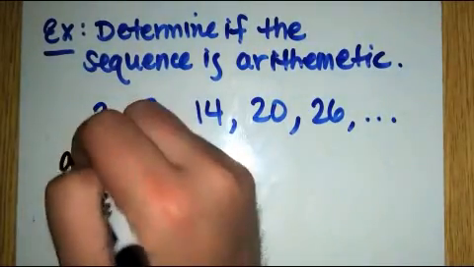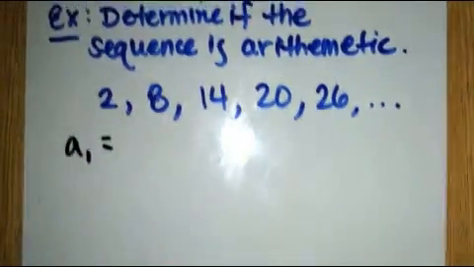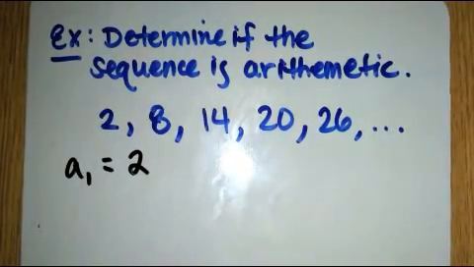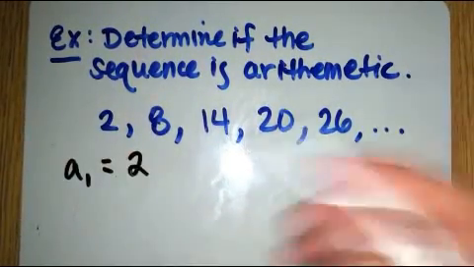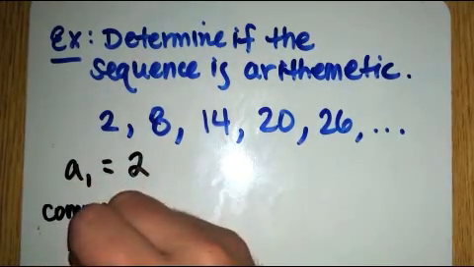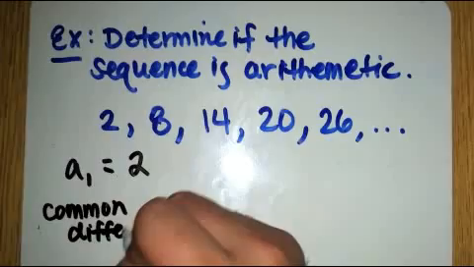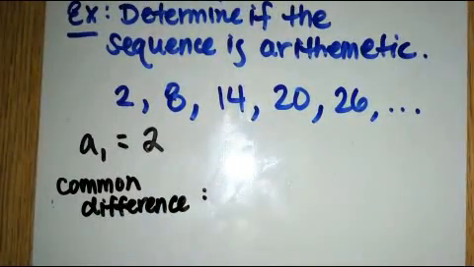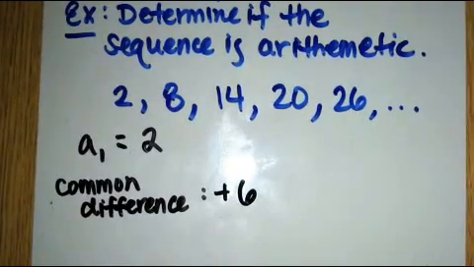A sub 1 is going to be just your number 2, meaning that's the first term in the sequence, okay? What is going to be your common difference? Meaning, how am I going from one term to the next? Okay, what would be that rule? Hopefully you picked it up. We're just adding 6 to everything.